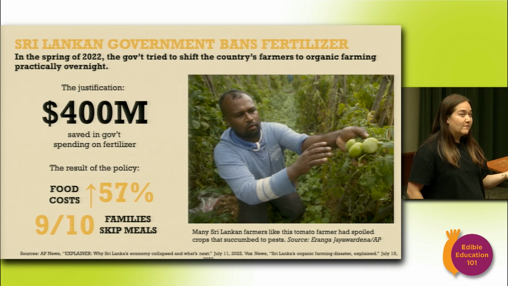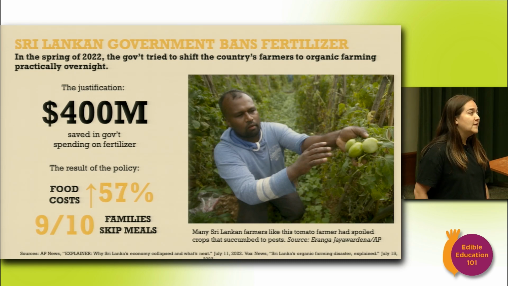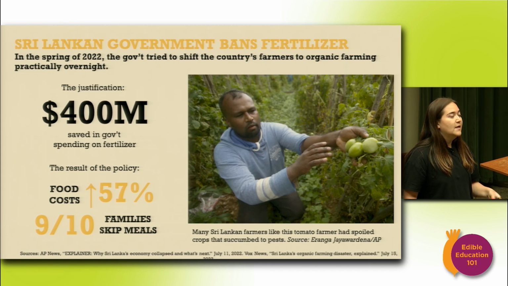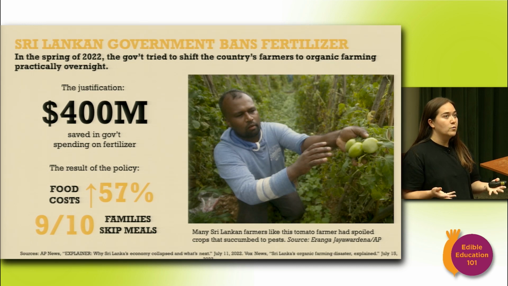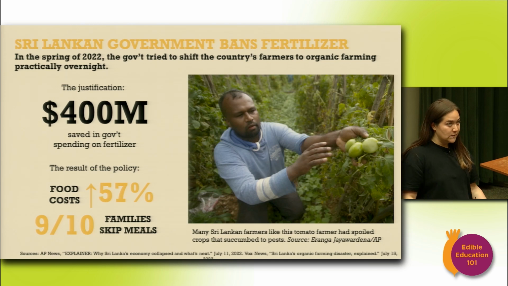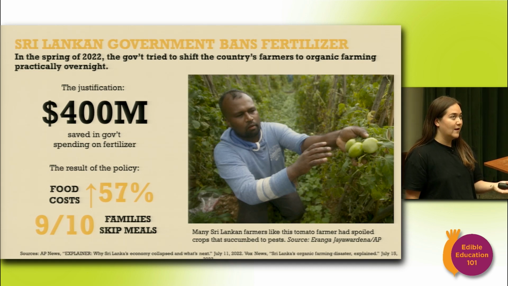So 9 out of 10 families were skipping meals. Many Sri Lankan farmers, like the man pictured here, had a lot of spoiled crop because they had intended to raise their crop with fertilizer, but weren't able to. And it just raises this interesting question, I think, about how a lot of our food systems are very reliant on things like fertilizer, for better or for worse. And crops like jackfruit are pretty interesting in the context of this sort of crisis, because the jack tree does not require fertilizer to grow.